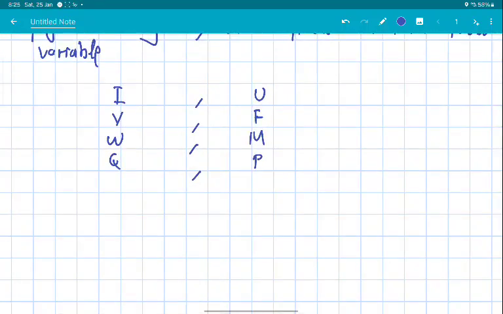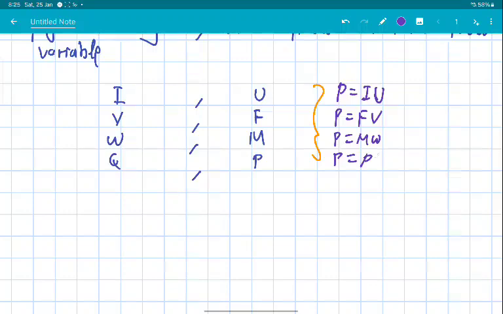You may or may not notice this, but you could say that actually P is equal to IV or IU. Because I came from a British school, we used to say V instead of U. P is also equal to FV, P is also equal to Mω, and P is also equal to PQ. In this case, this is power, and this is pressure.